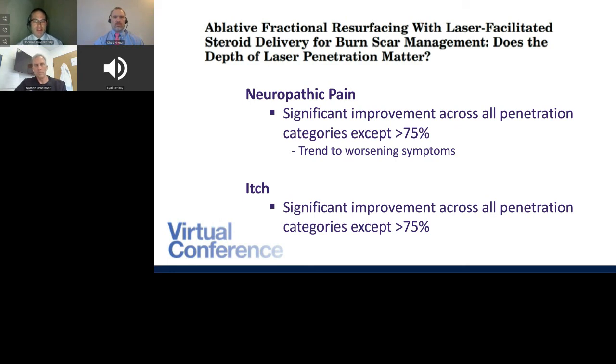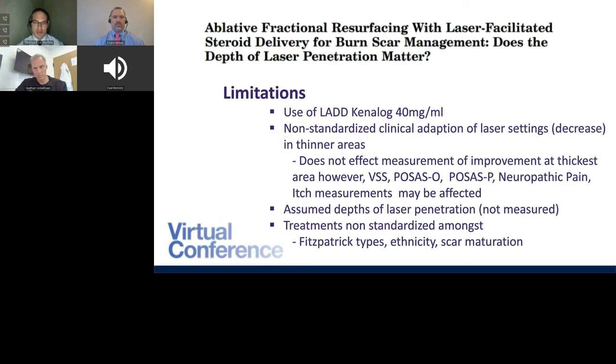But this isn't a perfect study. No study is perfect, but what are some of the limitations here? They applied Kenalog in the form of laser-assisted drug delivery after each of the treatments, which, as we know clinically, has a significant effect. Otherwise, we wouldn't do it. How that affected the outcome in this study was not controlled for, so we can't discount its potential effect on the outcome. And they also, I wrote here, used a non-standardized clinical adaptation of laser settings.